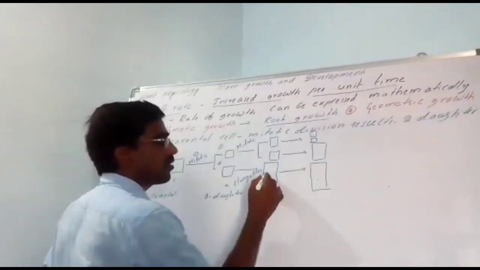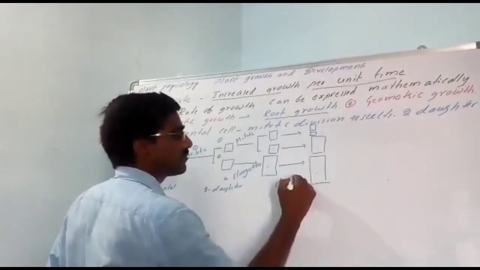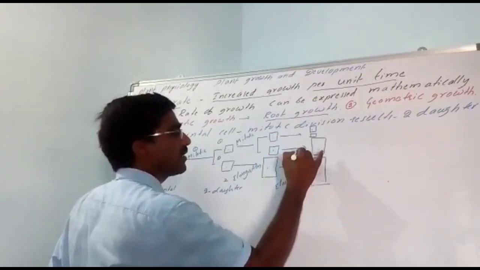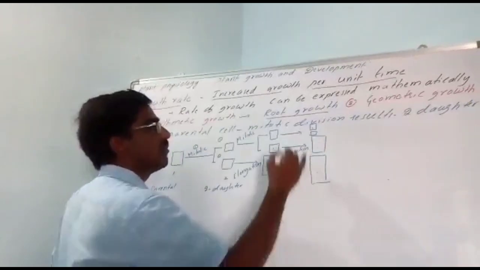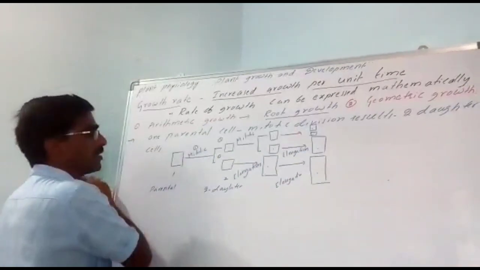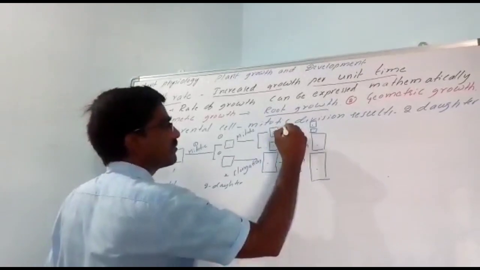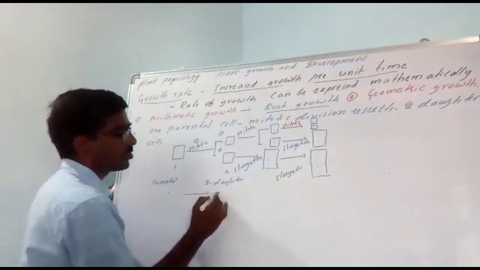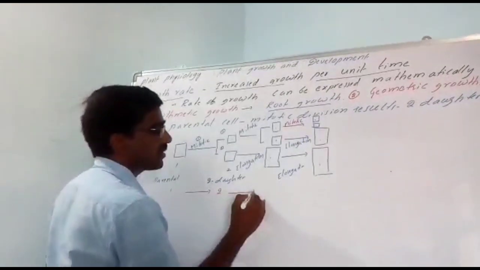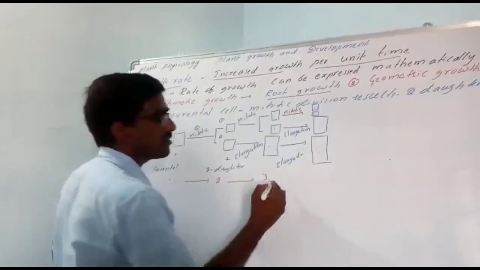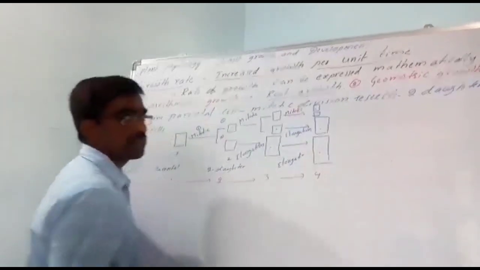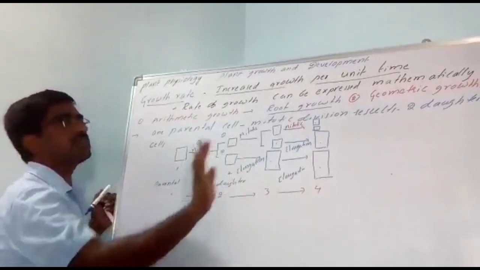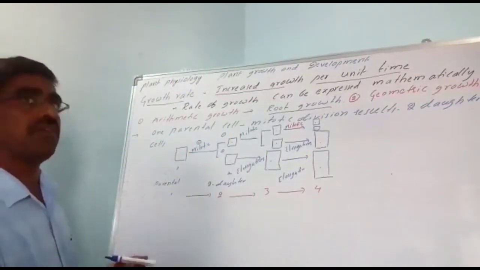Then this cell undergoes elongation as usual. Out of these two cells, one cell undergoes elongation, meaning it increases in size, but the second cell undergoes mitosis. Here one cell divides into two cells, then three cells, then four cells. In the sense that each time only one cell increases in number. The second one always elongates and results in the formation of maturity.